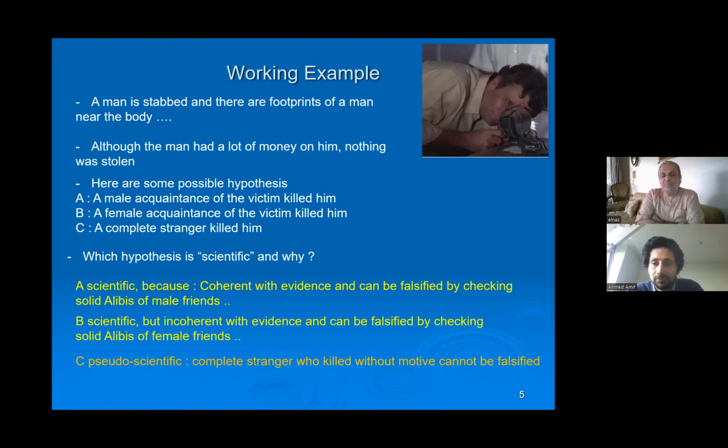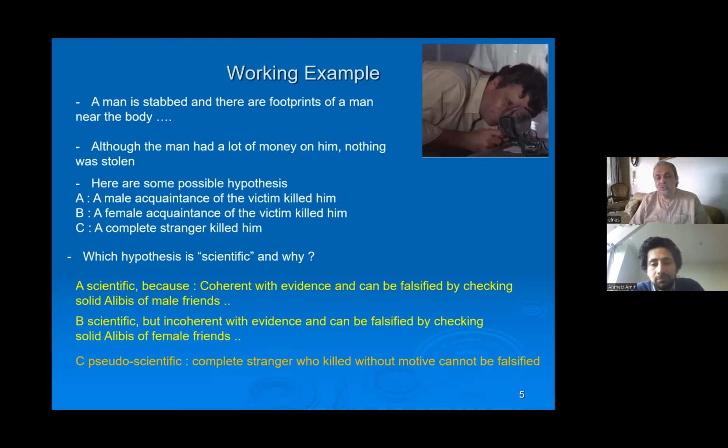Actually, the perfect murder is to kill someone without motive and whom you don't know. You just go and kill anyone on the street whom you don't know and you don't have a motive. So there is no way to falsify this claim. So this claim is actually pseudoscientific.